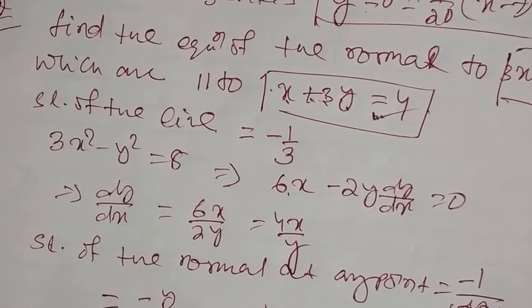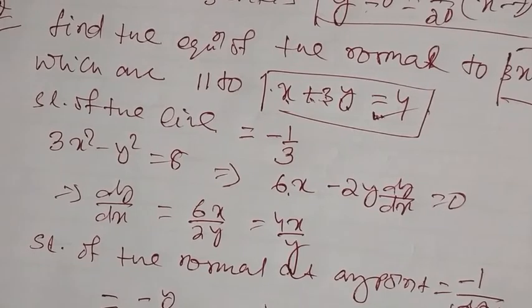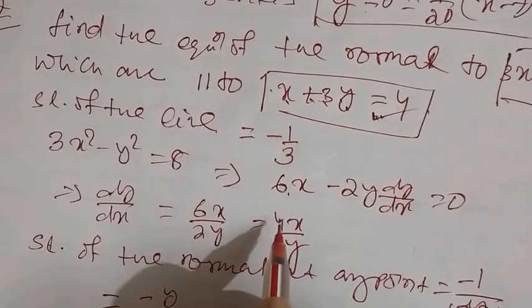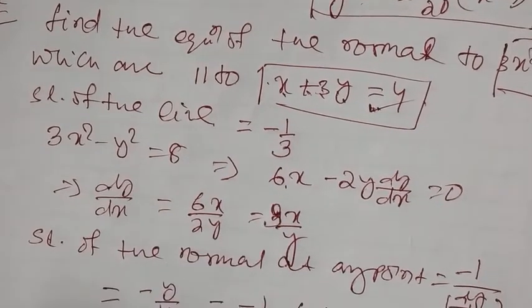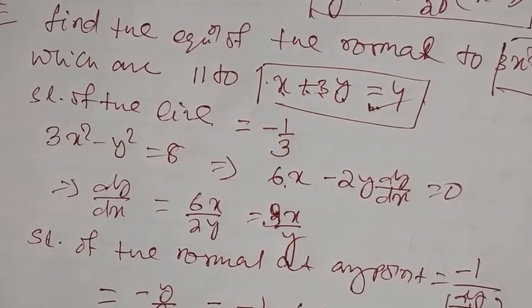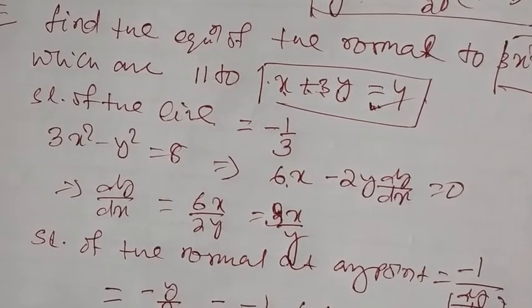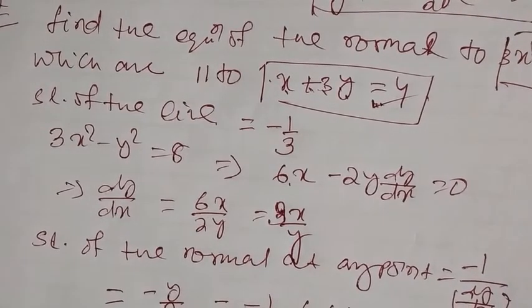Why is this equal to minus 1 by 3? Oh, it is 4x, not 3x. 3x. Over. Now, the normal is parallel to the given line. The slope of the normal is the same as the slope of the line. So this gives me y equal to x.